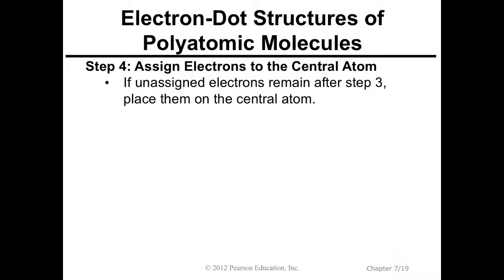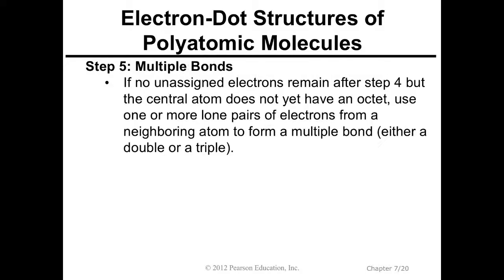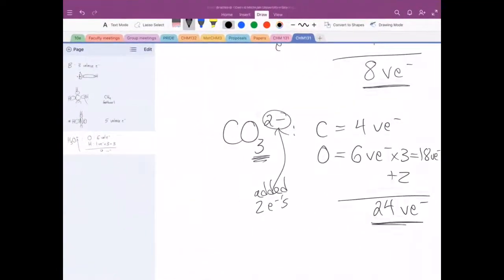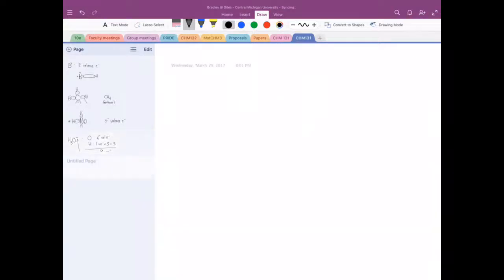All right, and if you have any electrons remaining after that last step, then they go on the central atom. We're going to go through tons of examples of these, and so you'll see what I mean by that. And if no unassigned electrons remain, then you're going to form multiple bonds, either a double or a triple bond. So write down those steps and be familiar with the steps in drawing Lewis structures. But we're going to go through a bunch of examples, and I'll walk you through all of these different steps for different types of molecules.